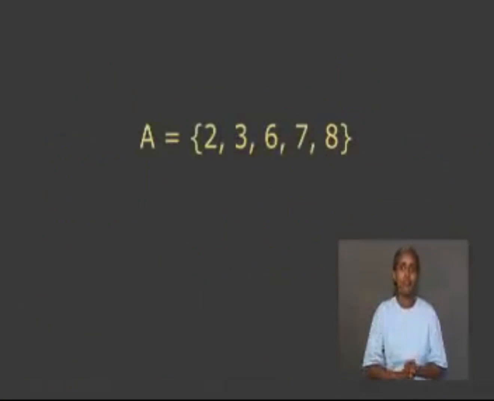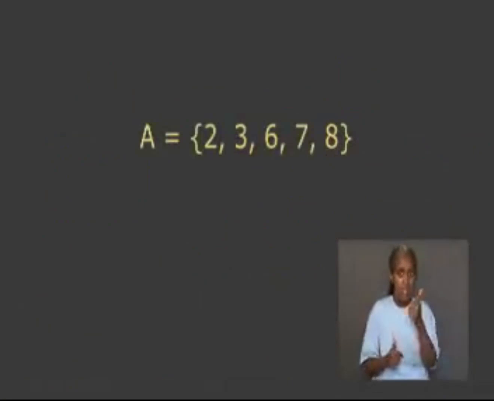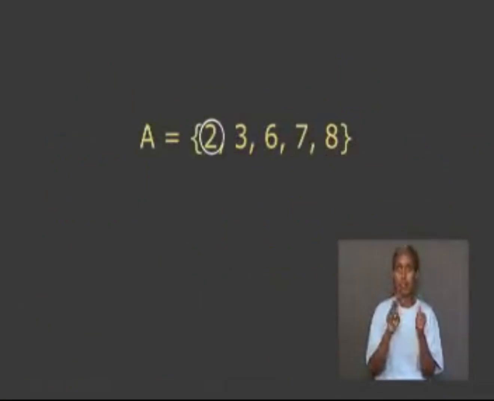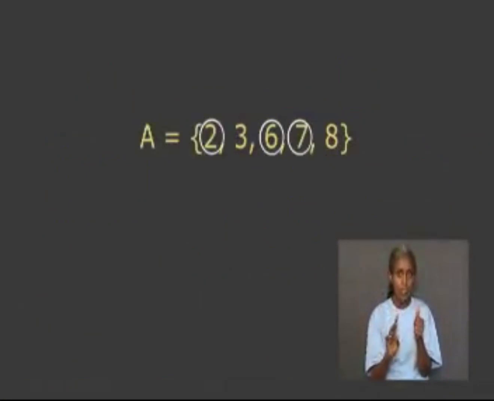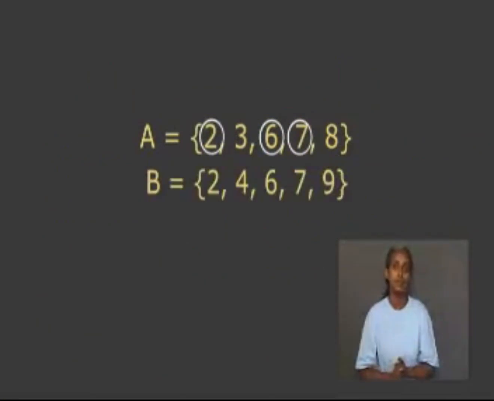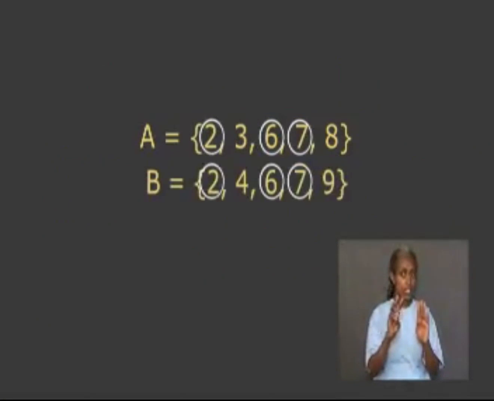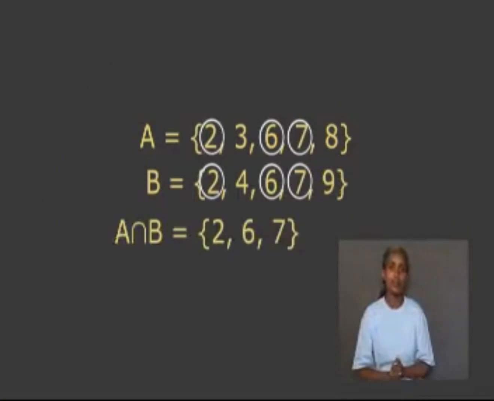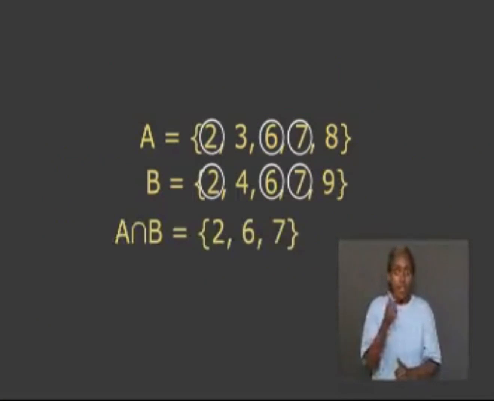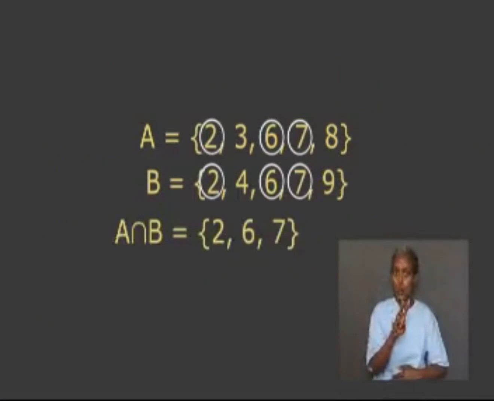Let A be the set containing 2, 3, 6, 7, 8. B is the set containing 2, 4, 6, 7, 9. A intersection B is the set containing 2, 6, 7.